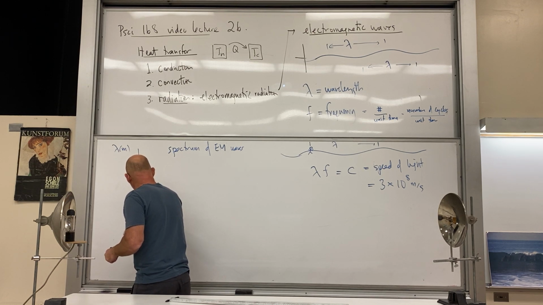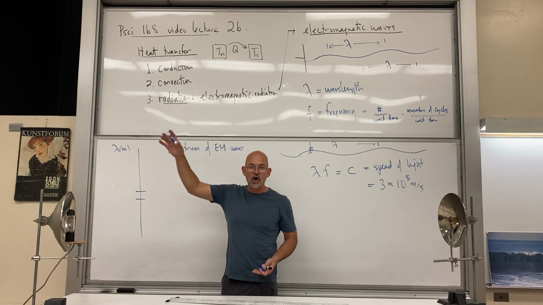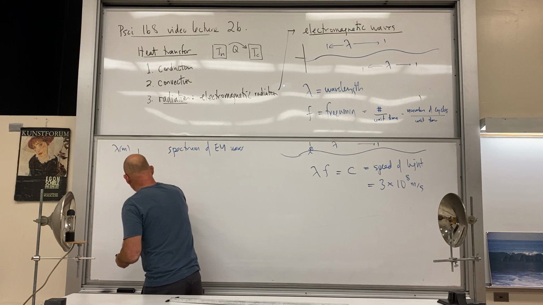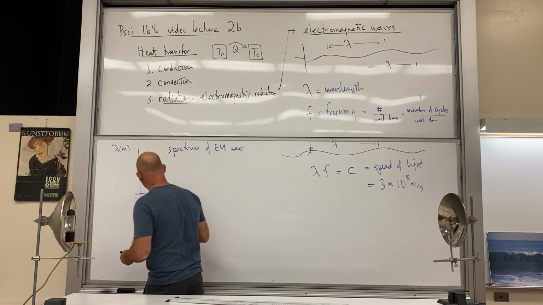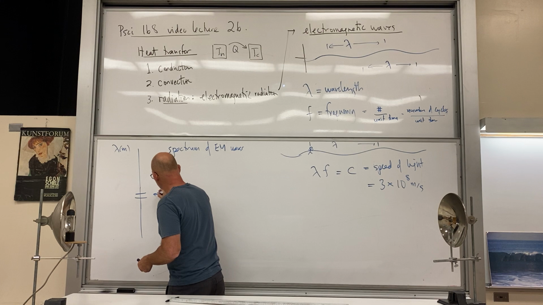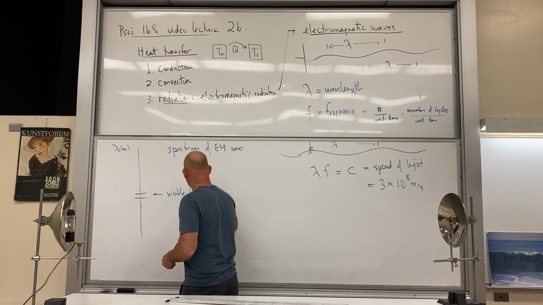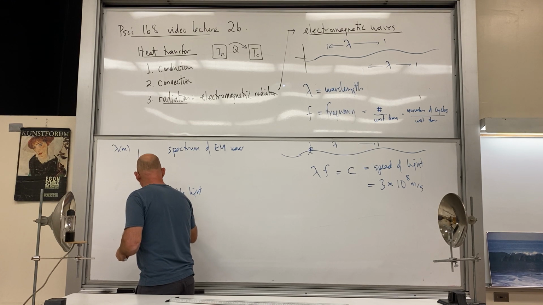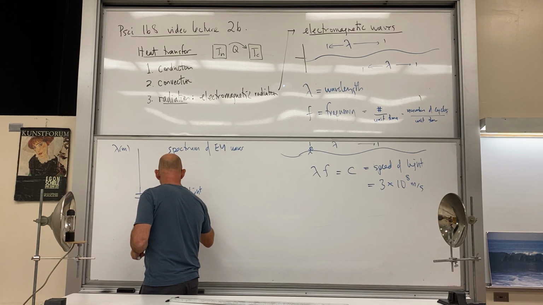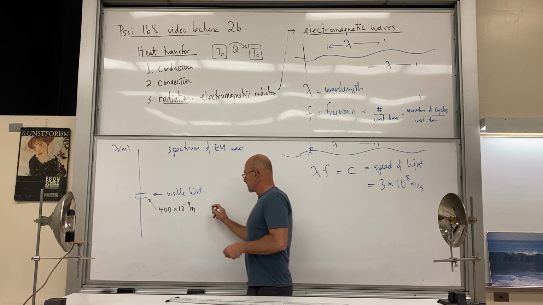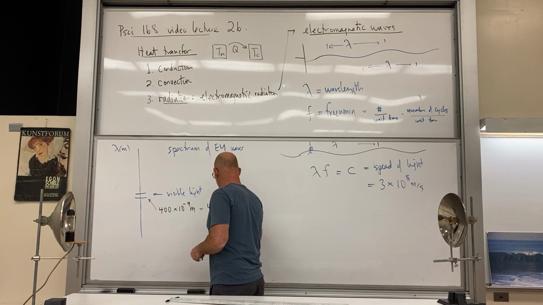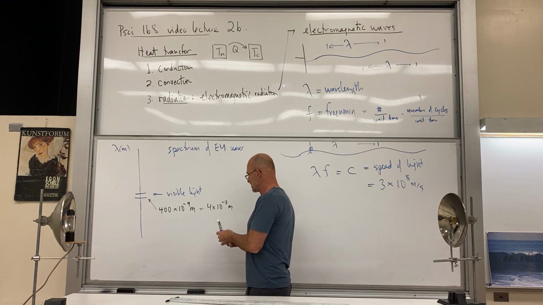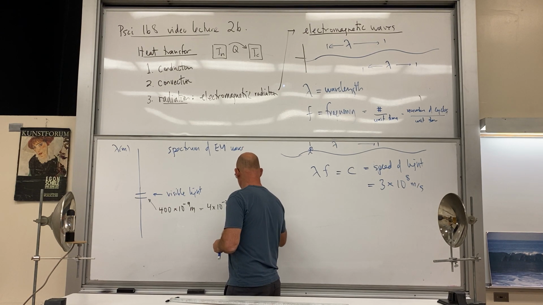The point I want to make is that what's called visible light is a very tiny part of all of the wavelengths of light. In fact, for my graph, I'm going to make this even smaller. I'm going to call this the visible. Okay, this is visible light. And it's measured like this. We have 400 times 10 to the minus 9 meters. And what is that? That's 4 times 10 to the minus 7 meters. That is blue light.